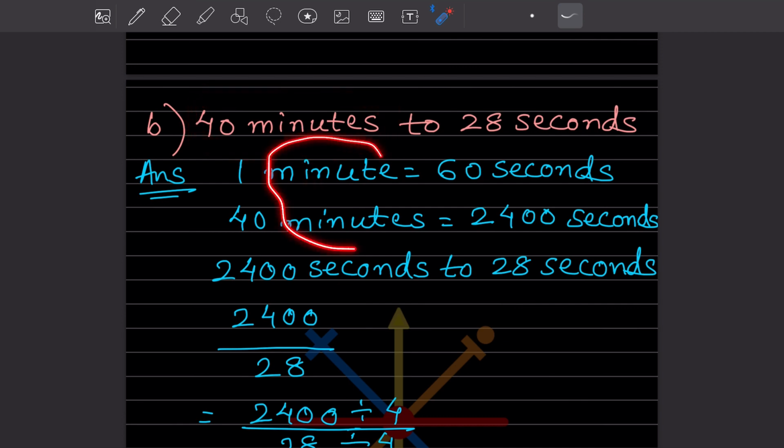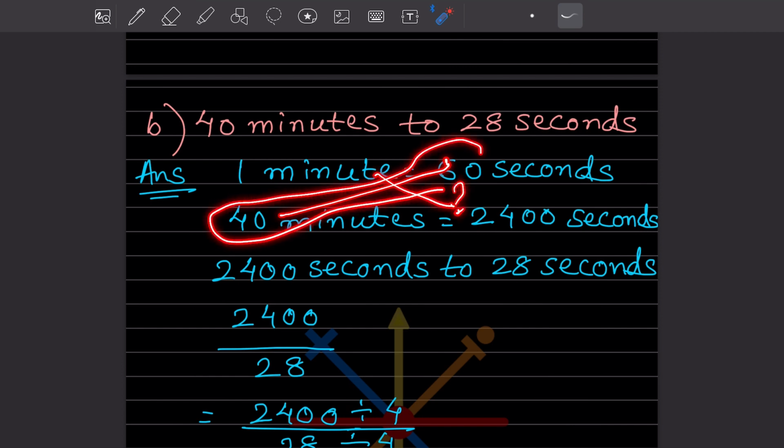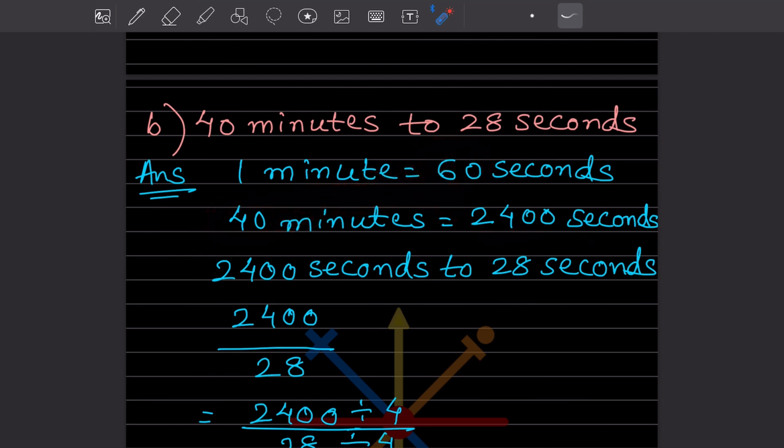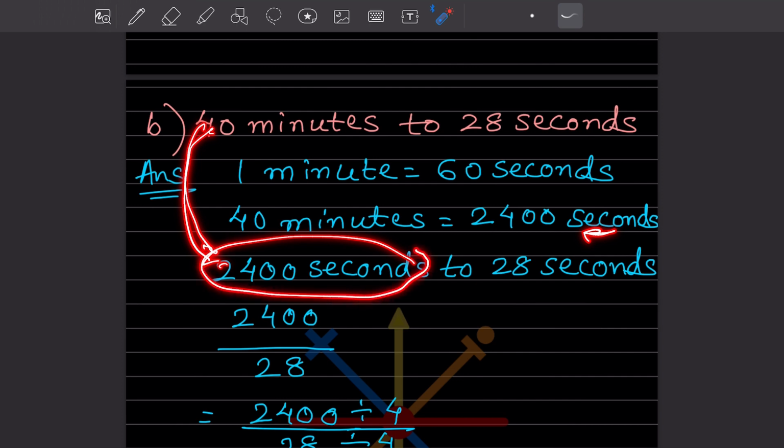Below this, minutes, we are going to write minutes. Whenever I told you in my previous video that we can cross multiply in such a case, here we don't have anything. So here there are two numbers, right? So now what are we going to do? 40 into 60. That is going to be 2400 seconds. Now we can write this because we got seconds. So in place of this 40 minutes, we are going to write 2400 seconds, and here 28 seconds as it is.